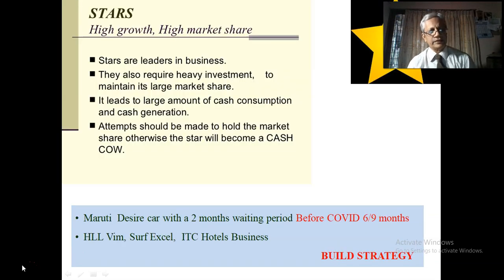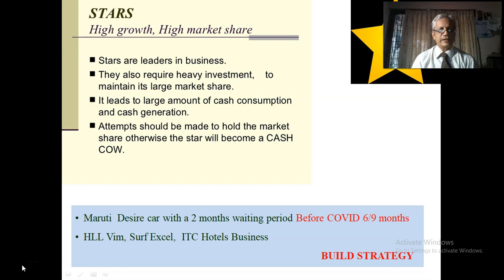First is the star category. Obviously, they are in the high growth and high market share category, and they are the leaders in the business. They definitely require a huge amount of investment to maintain the market share. At the same time, the cash generation is also quite high. Unless you maintain this investment, you may not be able to maintain the market share. Otherwise, they slip into cash cow, and later on they will become dogs also. So you have to be very careful.